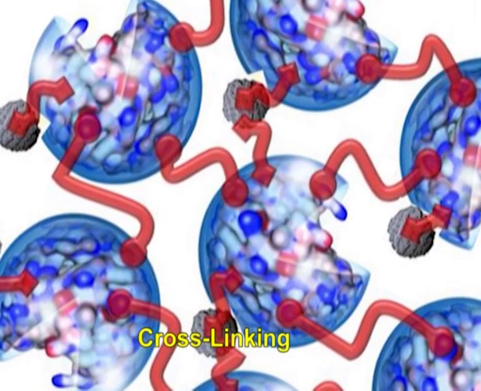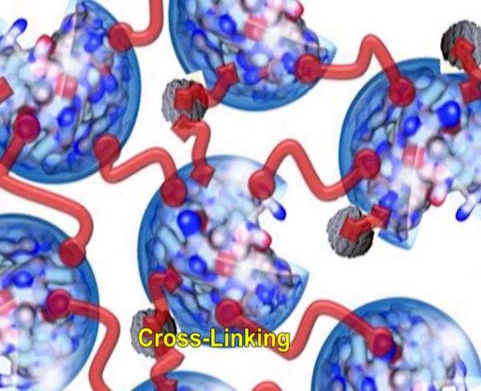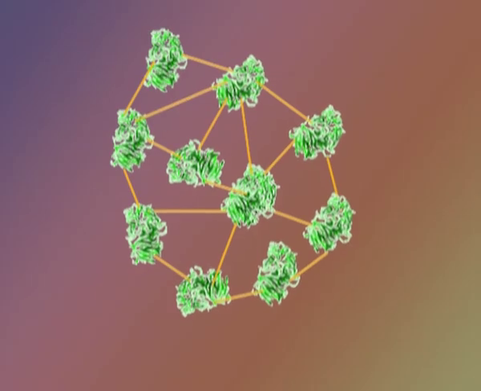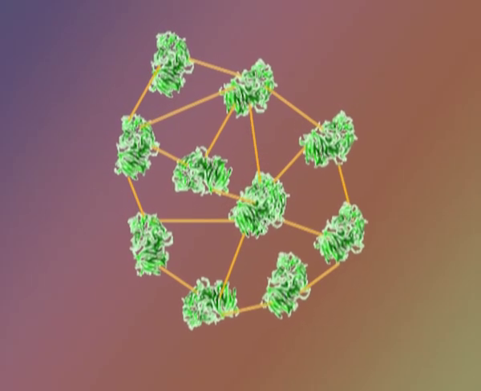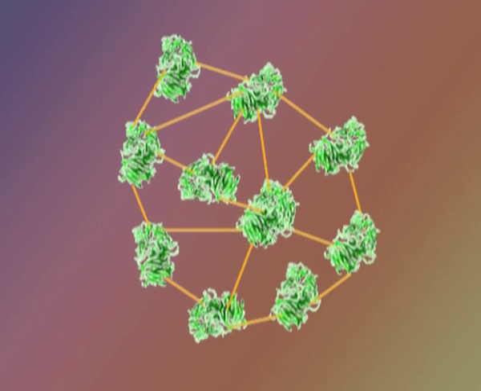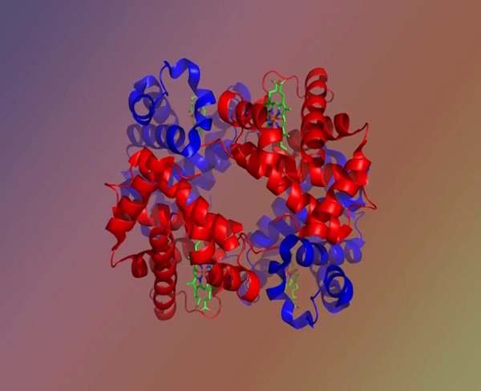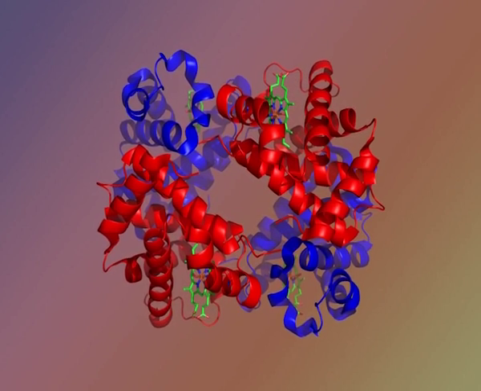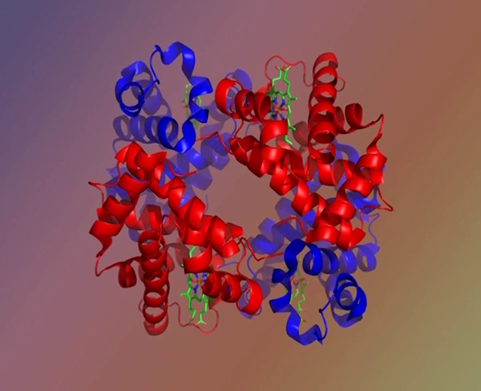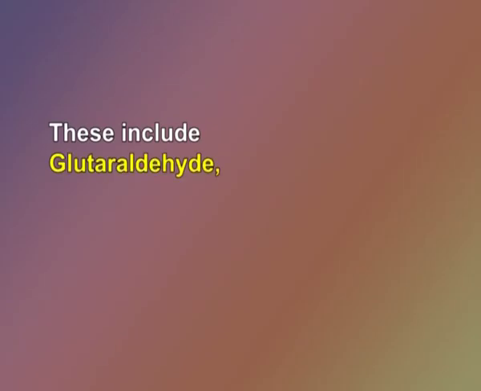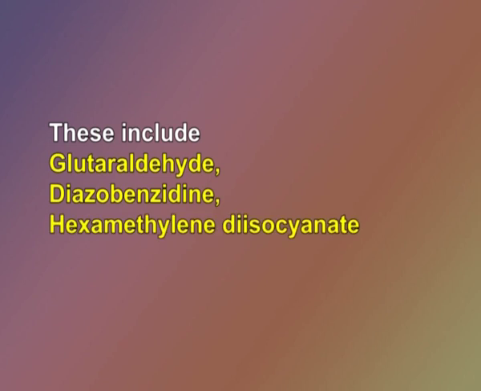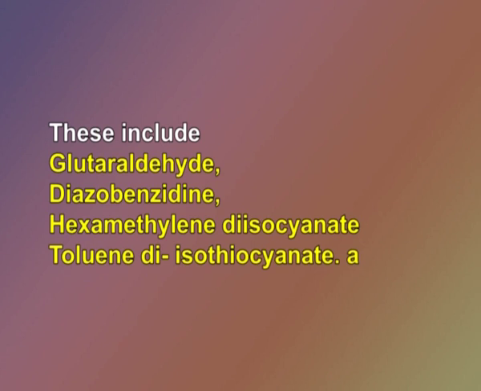Next method is cross-linking. The absence of a solid support is a characteristic feature of immobilization of enzymes by cross-linking. The enzyme molecules are immobilized by creating cross links between them through the involvement of polyfunctional reagents. These reagents, in fact, react with the enzyme molecules and create bridges which form the backbone to hold enzyme molecules. There are several reagents in use for cross-linking. These include glutaraldehyde, diazobenzidine, hexamethylene diisocyanate, and toluene diisothiocyanate.